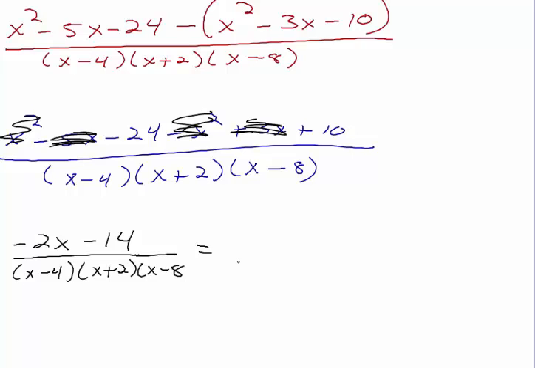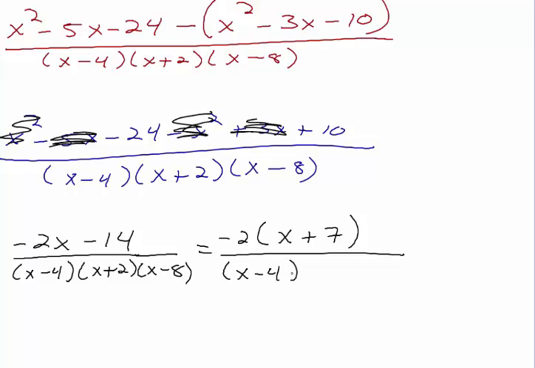Okay, is there anything that I can factor out of the top now? Not just 2, but negative 2. So I'm going to pull out a negative 2. That's going to leave me with x plus 7, right? Okay. So now I have nothing but multiplication on top, nothing but multiplication on bottom. Can anything cancel from top to bottom? No. So you're done.